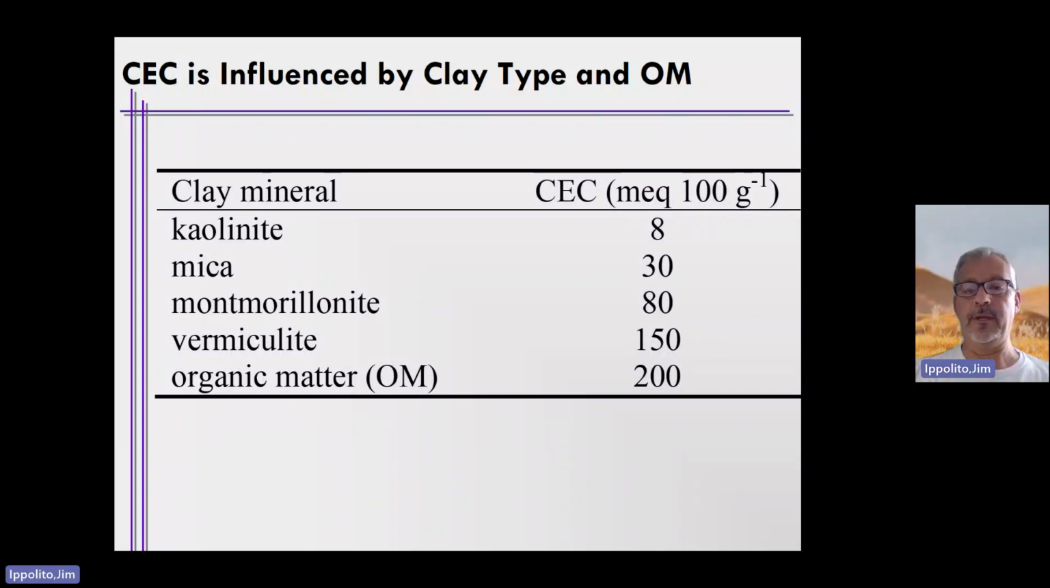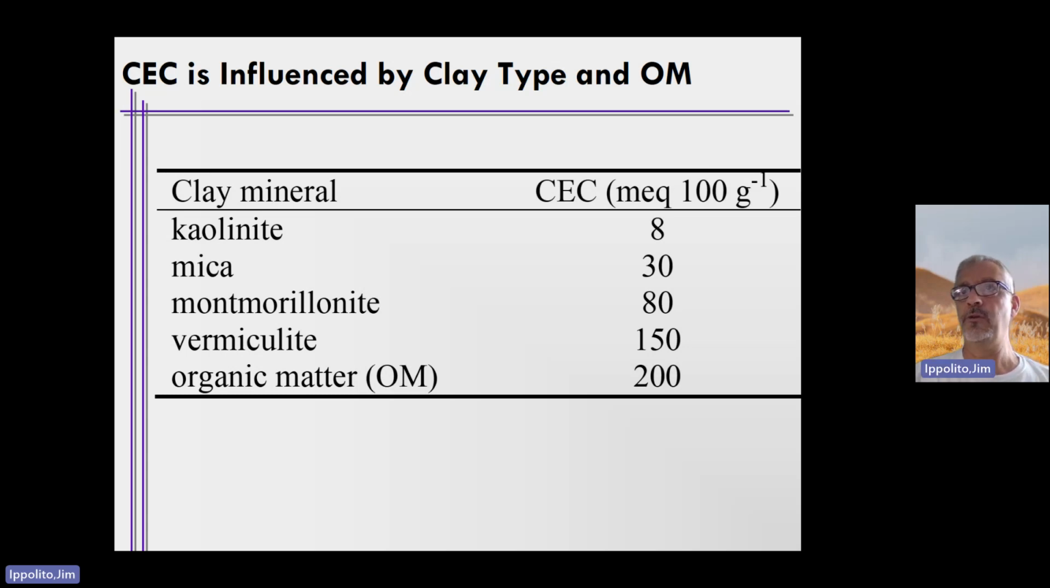Cation exchange capacity in a soil itself is influenced by the type of clay, the amount of that type of clay, and the amount of organic matter present. So this table shows you the cation exchange capacity of clay minerals and organic matter specifically.